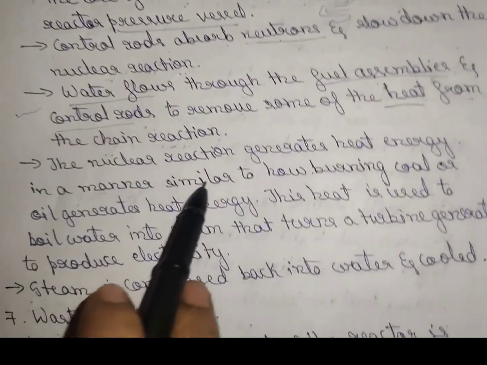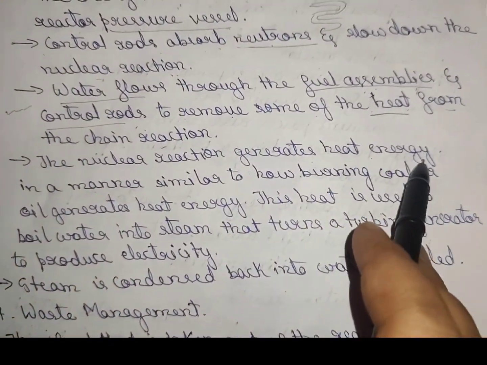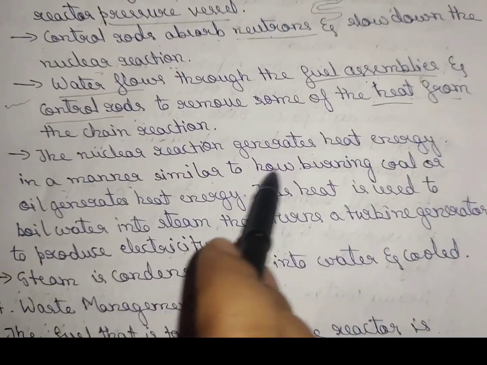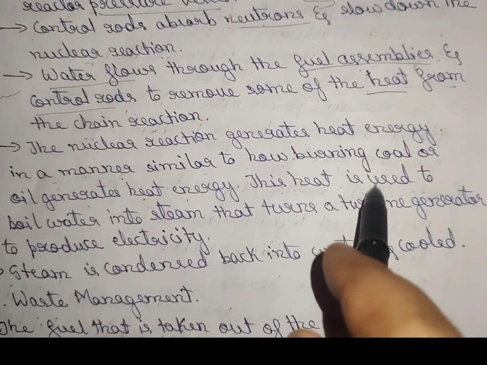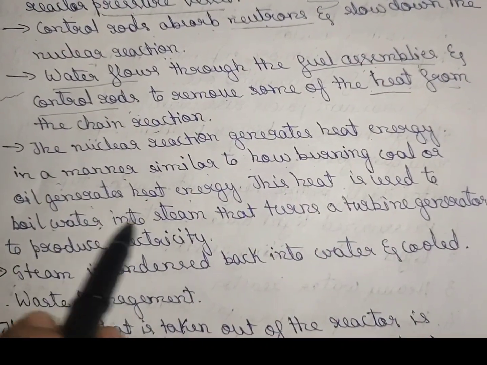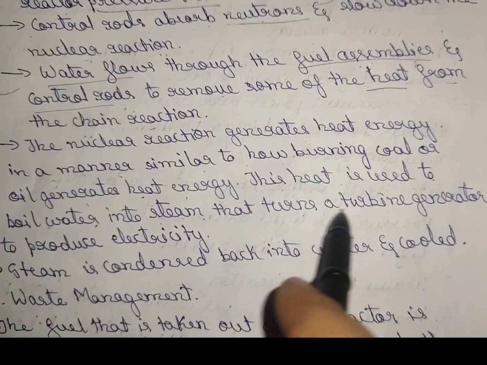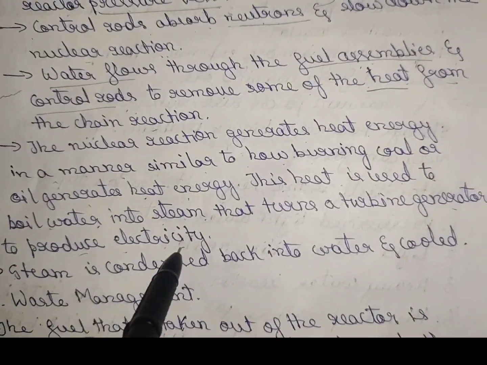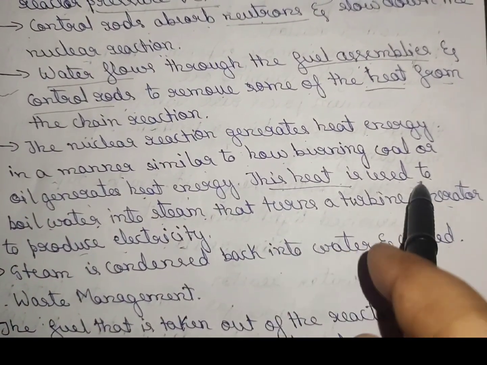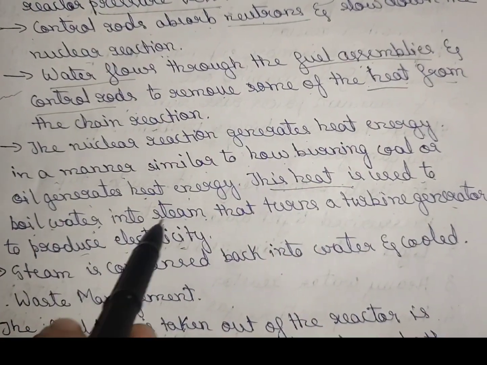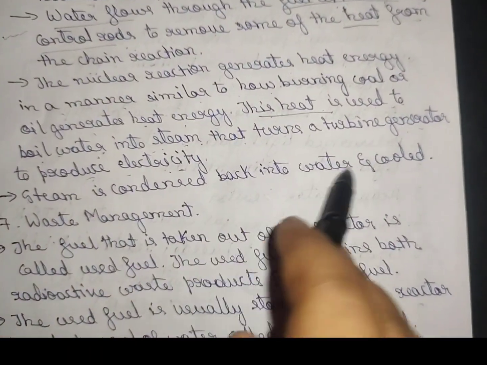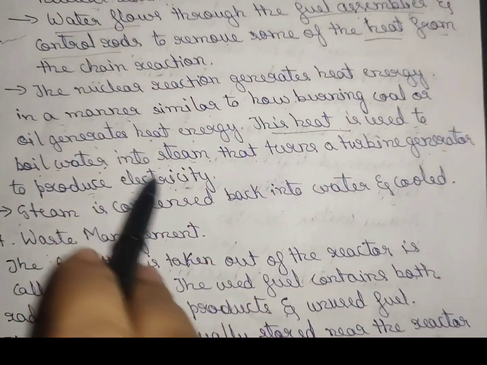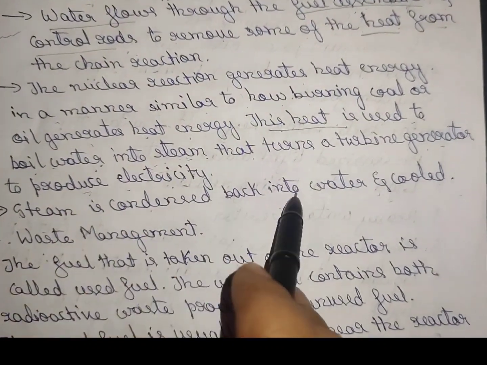The nuclear reaction generates heat energy in a manner similar to how burning coal or oil generates heat energy. This heat is used to boil water into steam that turns a turbine generator to produce electricity. Steam is condensed back into water and cooled.